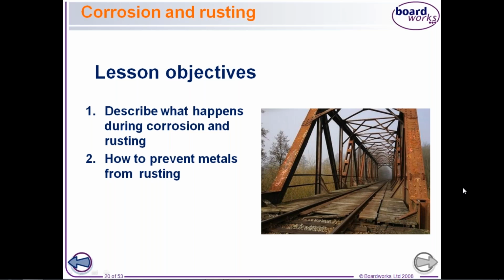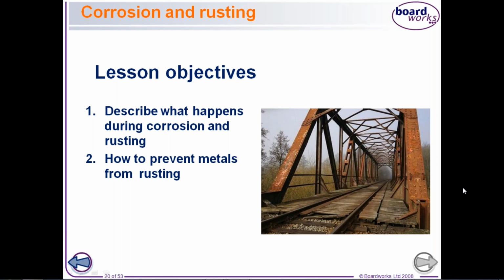In today's video, I'm going to explain corrosion and rusting. If you remember, we have been doing properties of metals and non-metals, and we described their chemical and physical properties, also listing some uses of metals and non-metals based on their particular properties. So please grab your chemistry copybooks and write down the topic and the lesson objective.